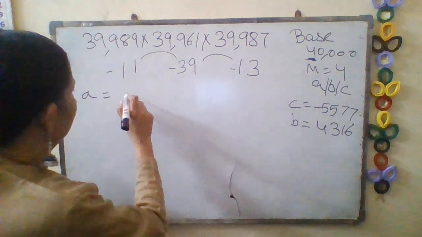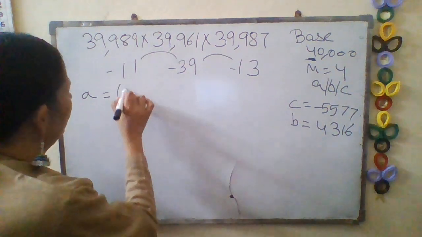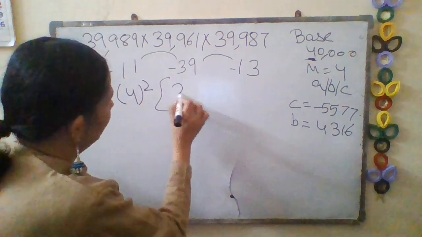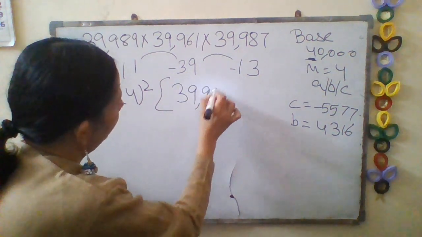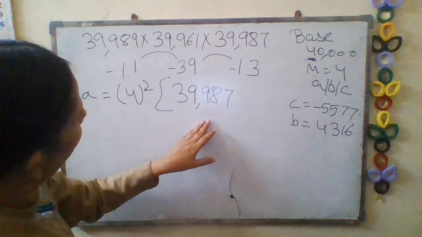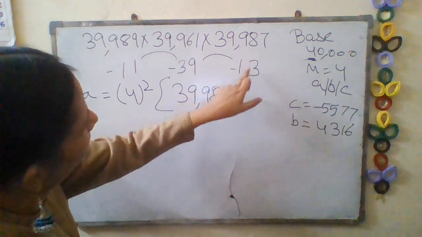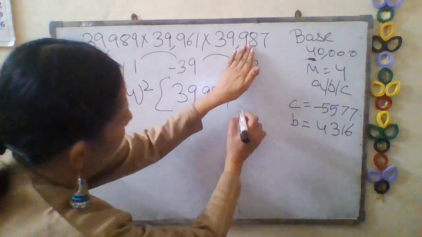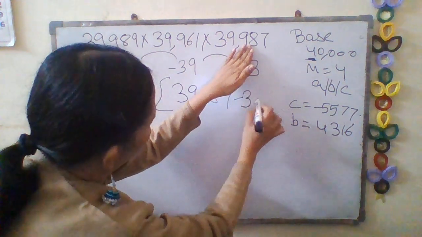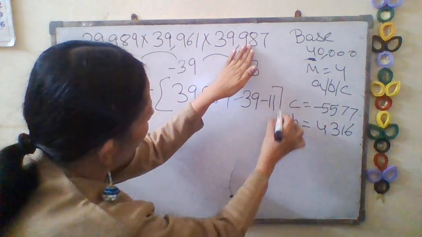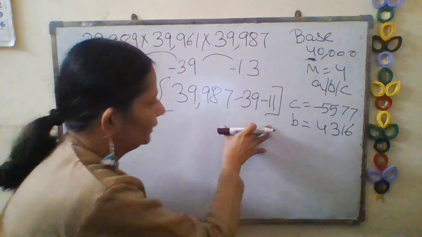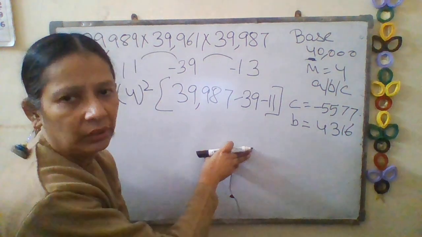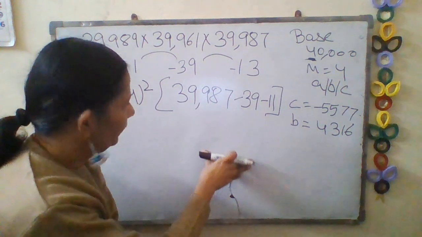Now I am taking this A square. Okay, A square is 4 square. Okay, I have to write down here. Last number here is this 39,987. As you know, when you will take this 39,987, you will not take then minus 13. Then what will you do? You will take another two terms, minus 39 and minus 11. Okay, this I have explained you in my previous videos also why this is important. Okay, you see my previous parts also.